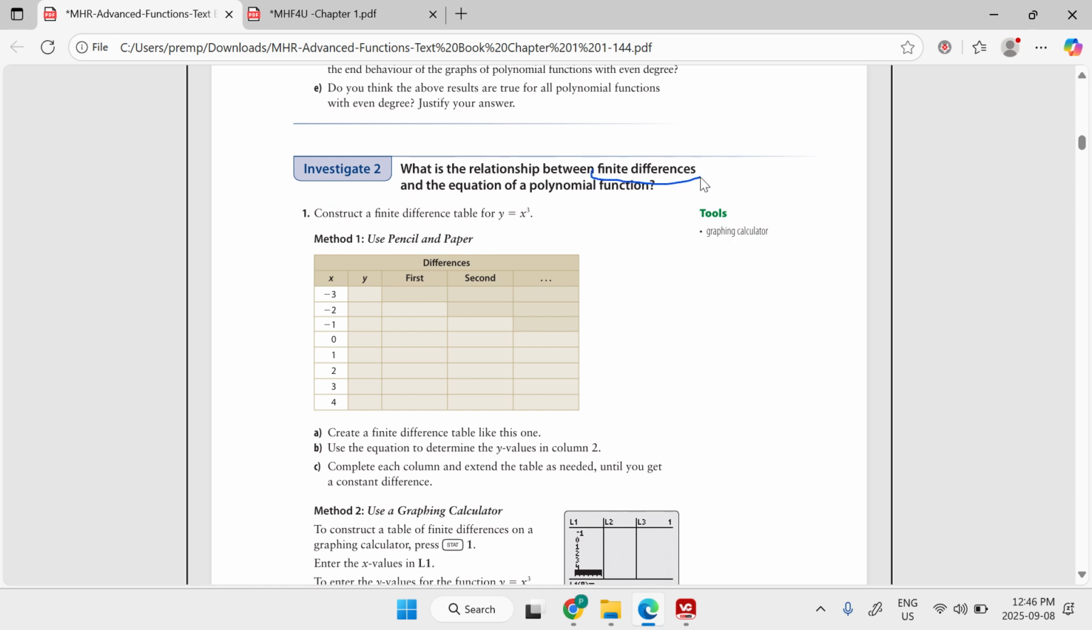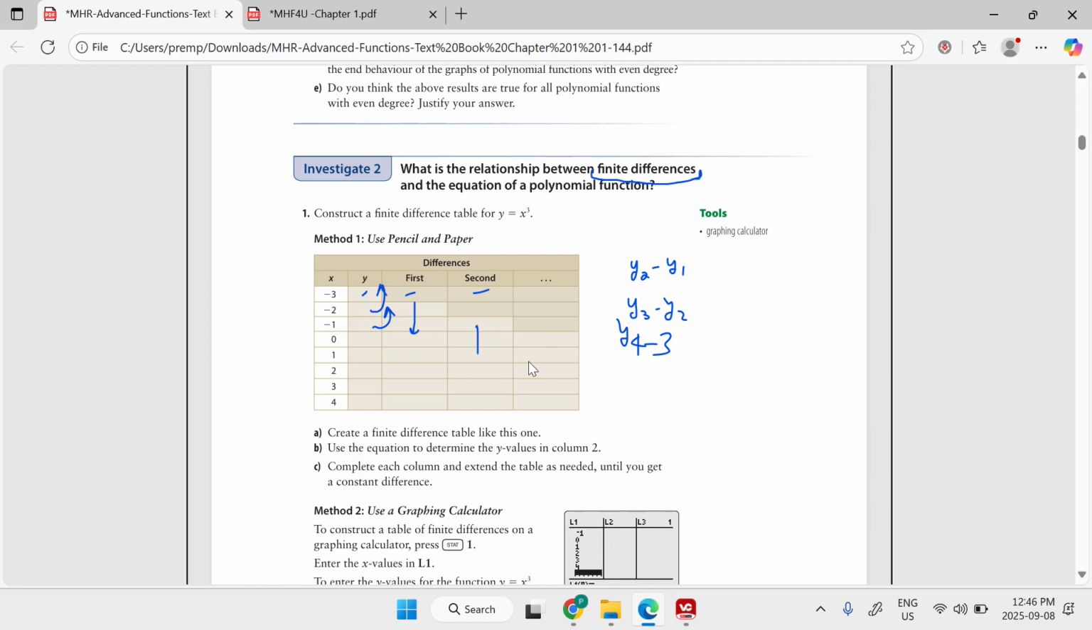So finite difference, students, you already know. Finite difference means whenever you have these y values, there is a first difference, second difference, and you keep on doing this. Basically, we subtract y2 minus y1, then y3 minus y2, and then y4 minus y3. We keep on doing it this way and write those values here. So we get the first difference, the second difference, the third difference.